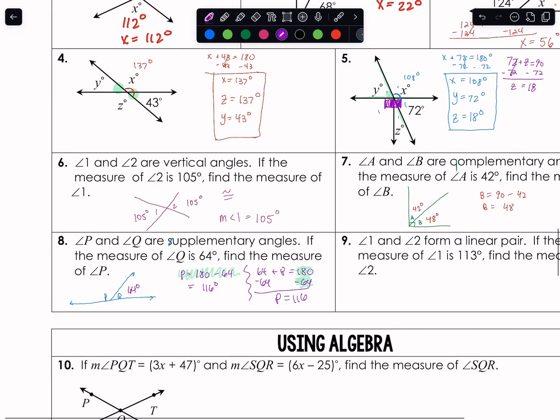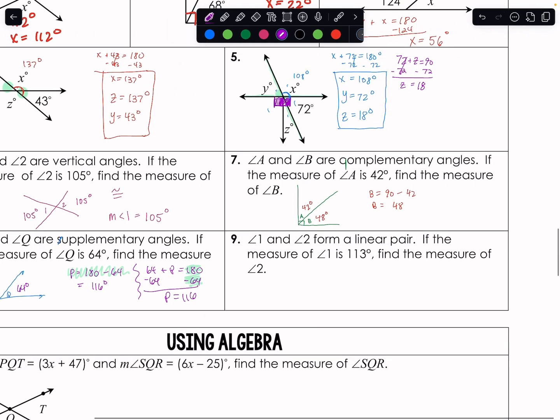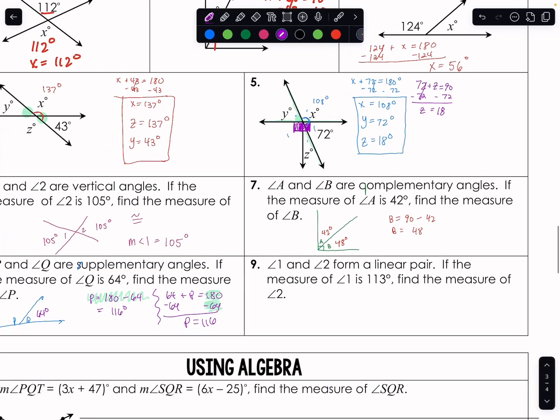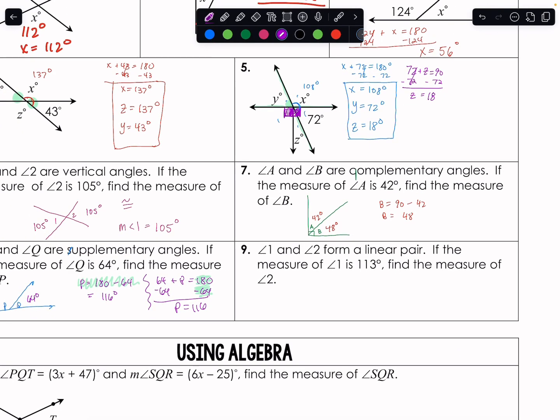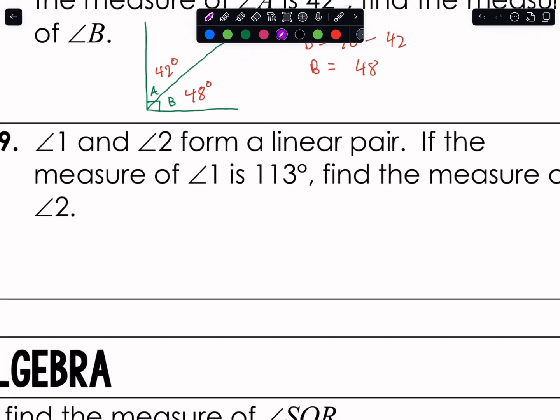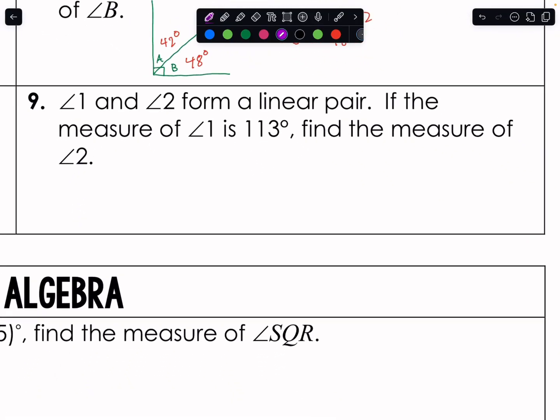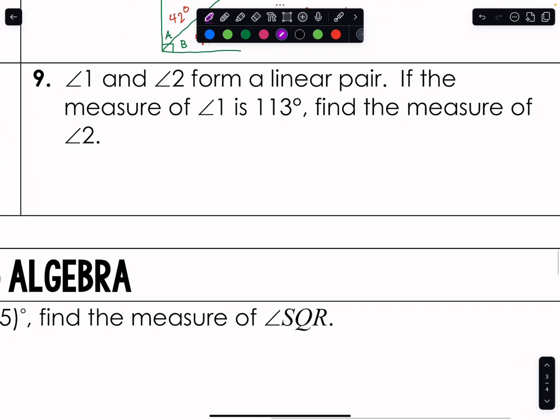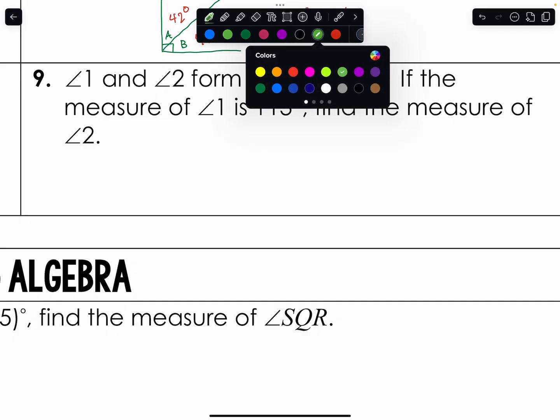All right, so now we're going to be using, let me do number 9 first. Come on. Hold on, it's giving me some difficulty. There we go. Number 9. It says, measurements of angle 1 and 2 form a linear pair. Let's change the color. Let's see, let's do this one. All right.